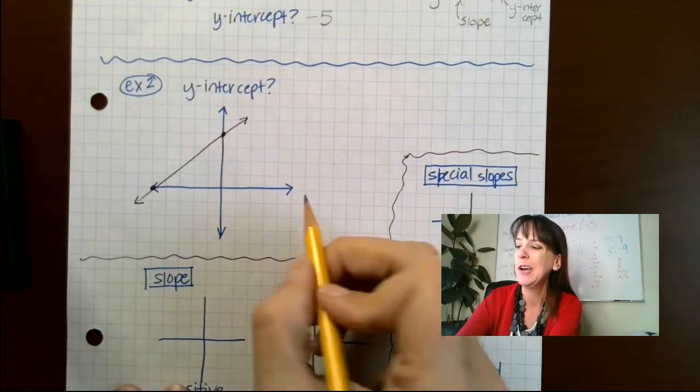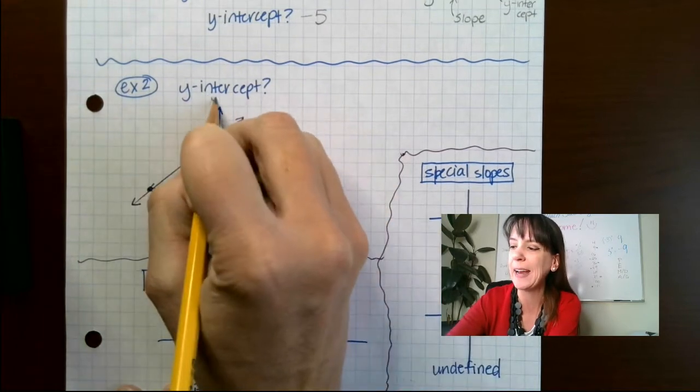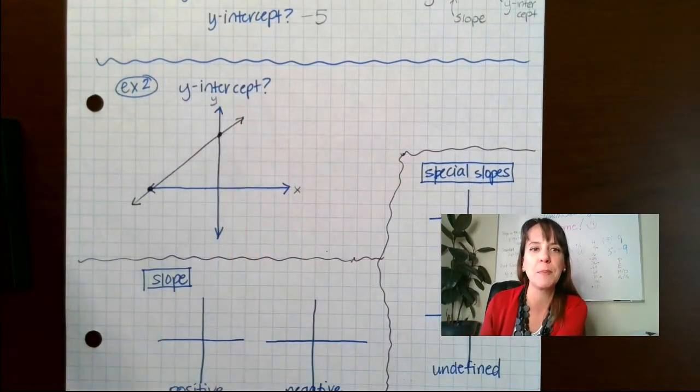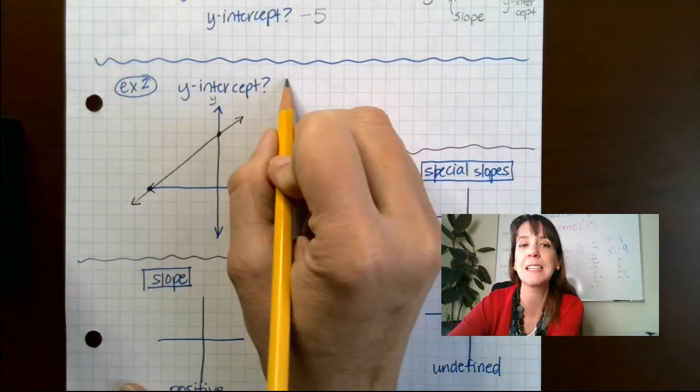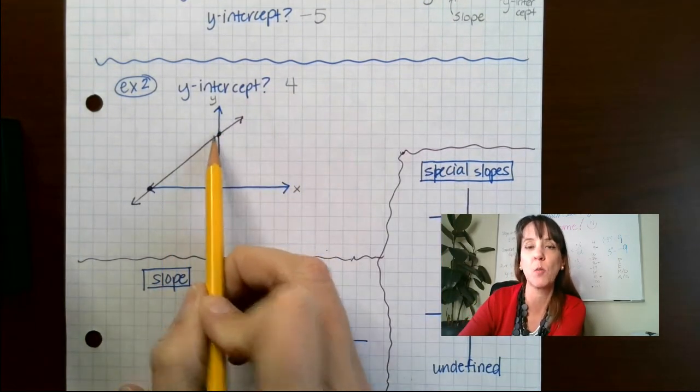So we have a graph here. Remember, this is your x-axis, this is your y-axis. So if I were to ask where this intercepts on the y-axis, it would be 1, 2, 3, 4. It would be +4 because that's where it's crossing the y-axis.